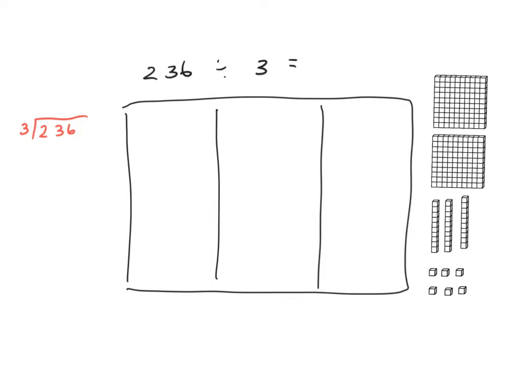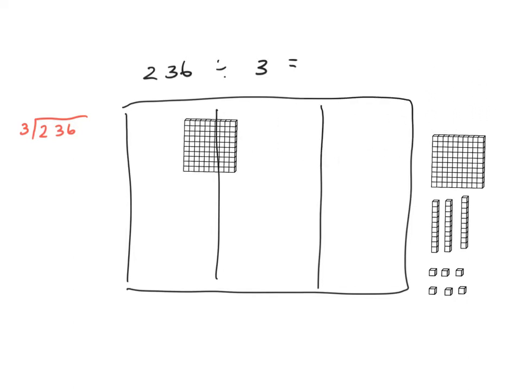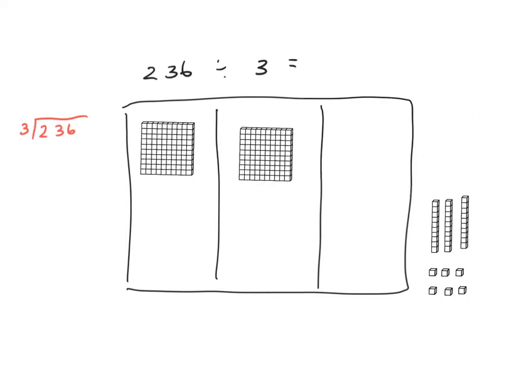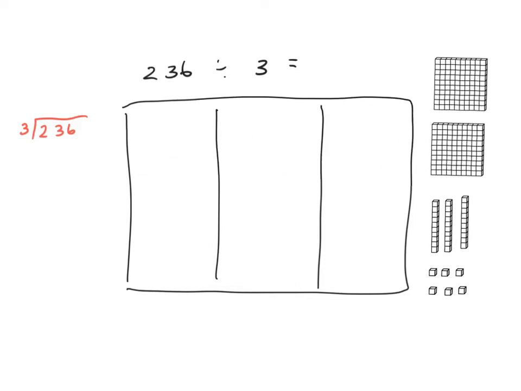So my first task is to try to take my 2 flats that I have right here, my 200s, and to share them equally with my 3 groups. And the problem is I don't have enough flats, enough hundreds, to share them equally in 3 groups, so I can't do that. So in my long division problem, that's where I would put a 0 right above the 2, because what I just did is I tried to share these 200s equally with 3 people, and there were not enough hundreds to give everybody an equal share.